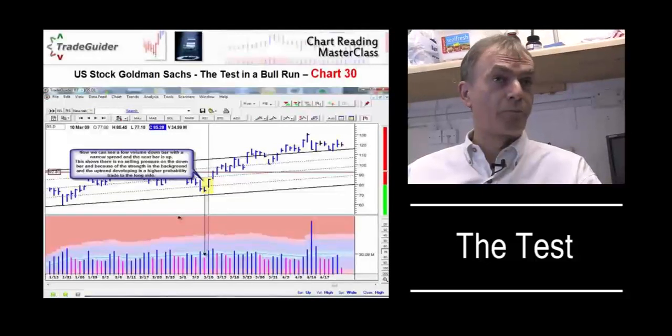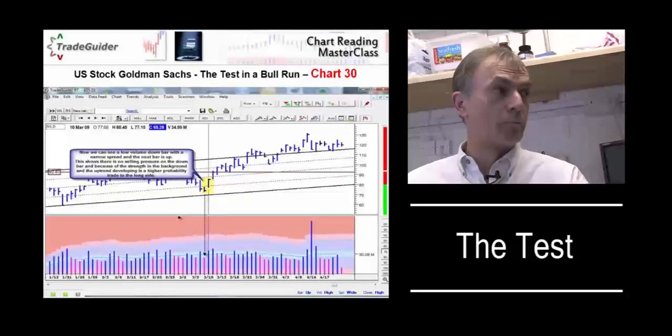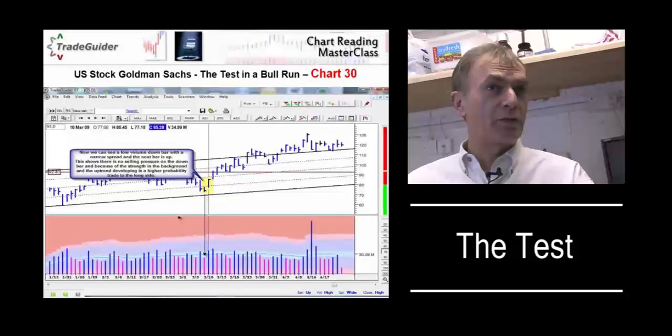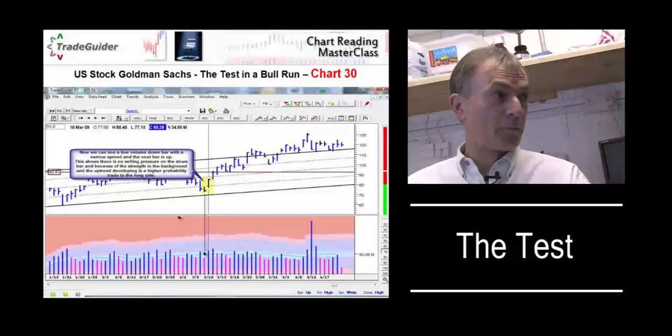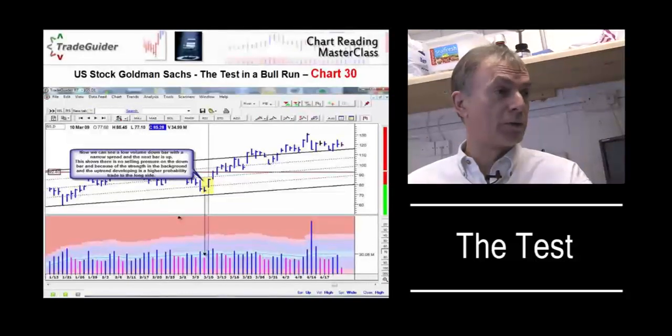Yeah, so that's important because we deal in different time frames, don't we, at Trade Guide? But the important thing you must remember if you see that is that it must be probing down and then close up sort of towards the middle or high.